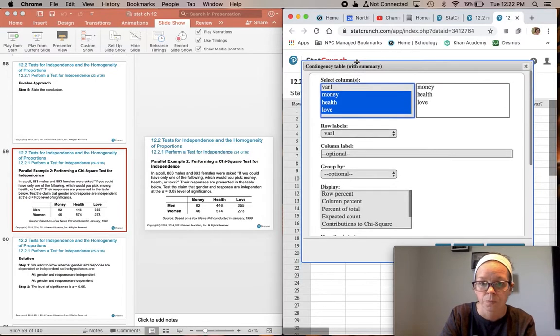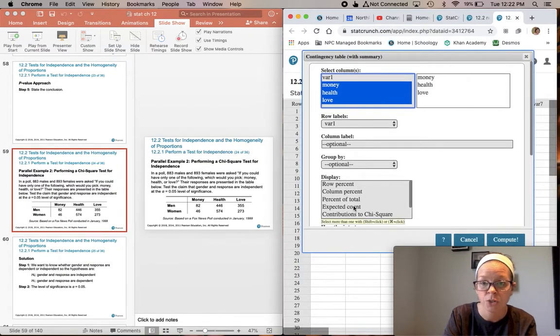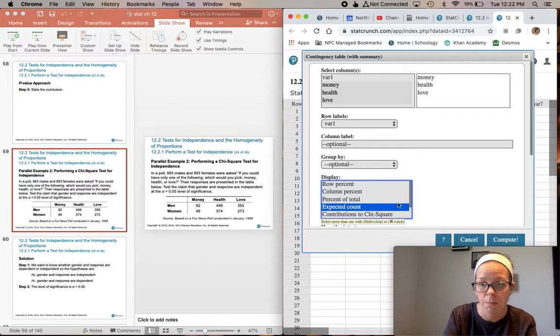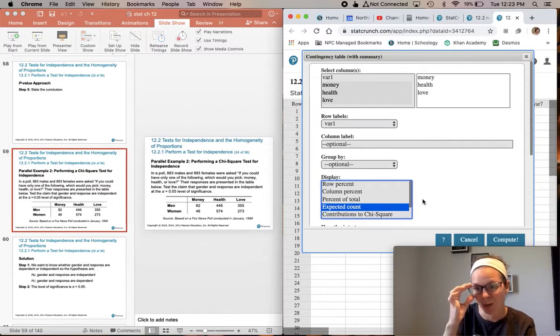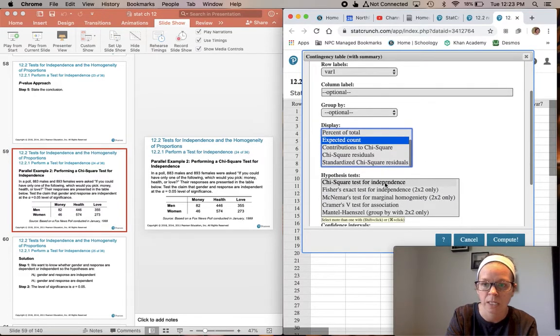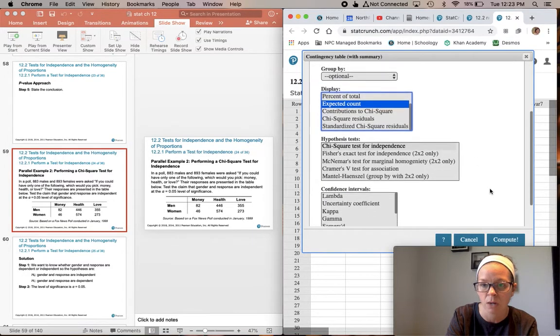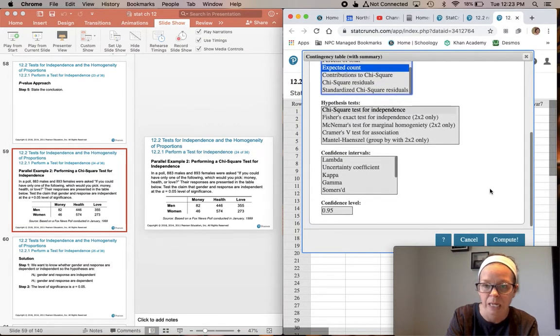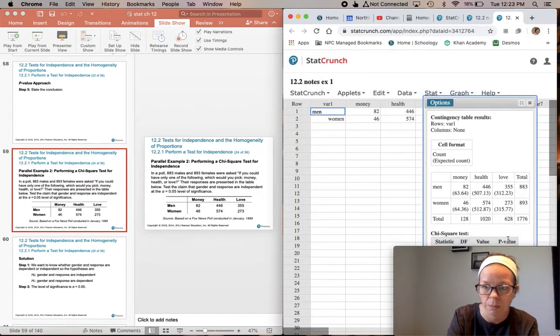So then within this, I'm going to choose expected count. I want them to calculate that expected count. So we walked through that example of how we could calculate those expected counts, but this can actually do it for you as well. So we'll look at how to do these expected counts. And then down here, what we're doing is a chi-square test for independence. It is defaulted to choose that, so I don't need to select that again. And I'm going to compute.